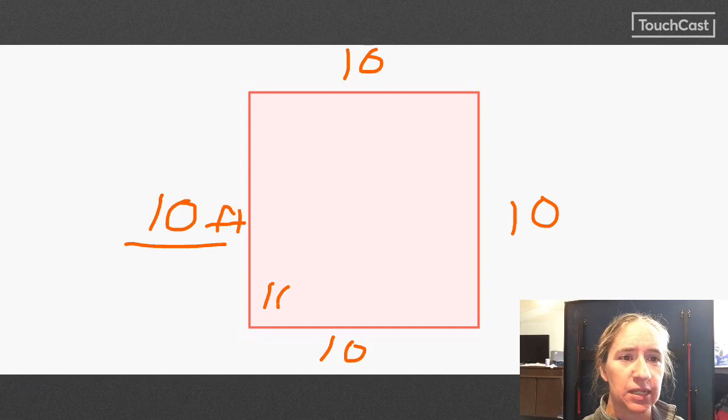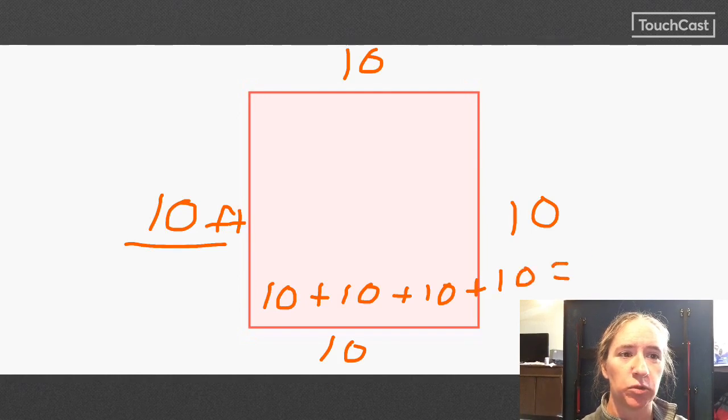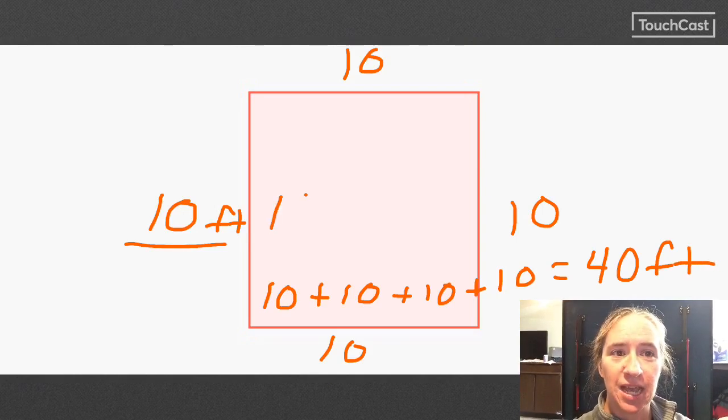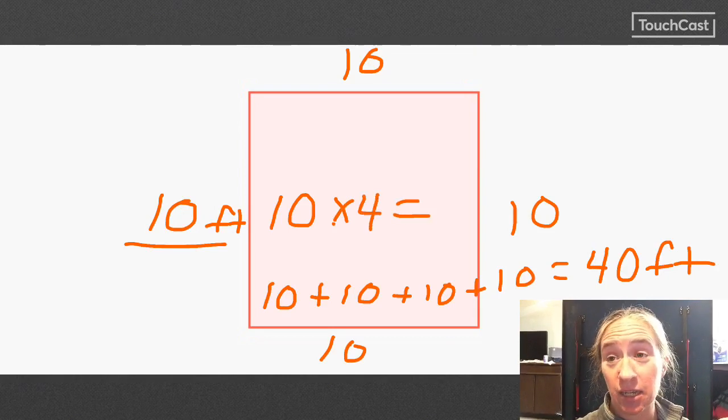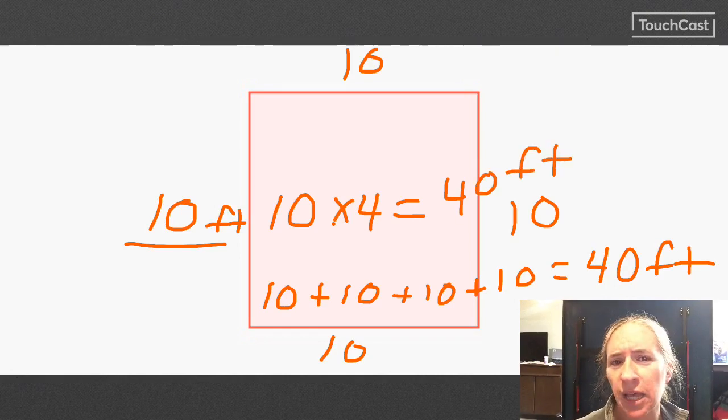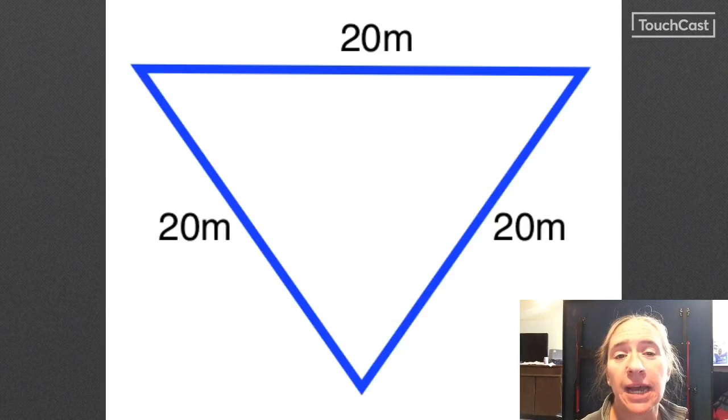I could write 10 plus 10 plus 10 plus 10, which equals 40. 40 what? 40 feet. Or, because I'm doing 10 4 times, I can write 10 times 4 equals 40 feet. Which did you like better? Did you like the addition strategy or the multiplication strategy? They both work.